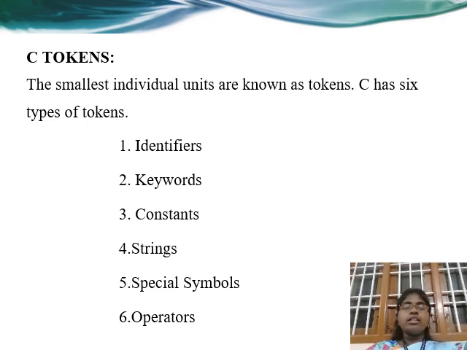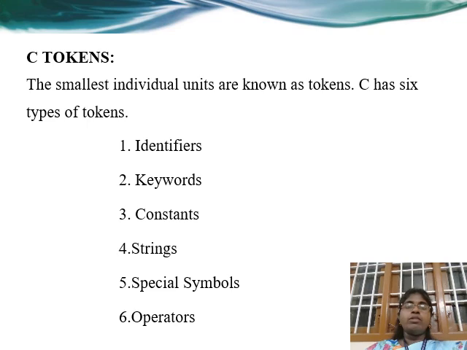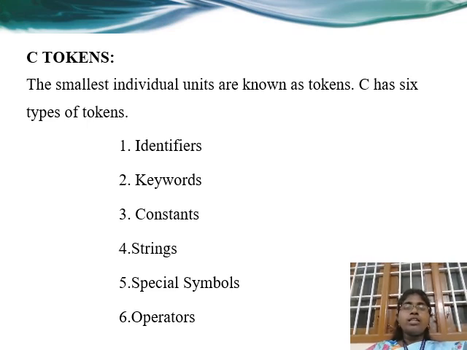Identifiers are the names of variables, constants, and functions. They have some basic rules: the first character must be a letter, not a digit or any other special symbol. They are case sensitive, and there is no space in the declaration of the variable. The second one is the keyword. A C program has 32 keywords like auto, goto, else, and if else. There are 32 keywords in the C program.